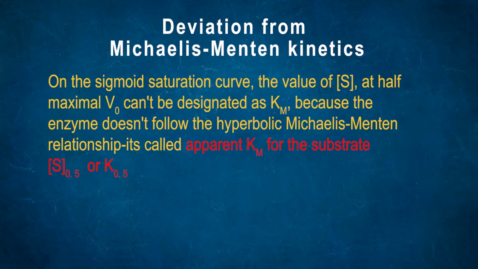On the sigmoid saturation curve, the value of concentration of S at half-maximal V0 can't be designated as Km, the Michaelis-Menten constant, because the enzyme does not follow the hyperbolic Michaelis-Menten relationship. So, it is called apparent Km for the substrate, or sometimes is designated as S0.5 or K0.5.